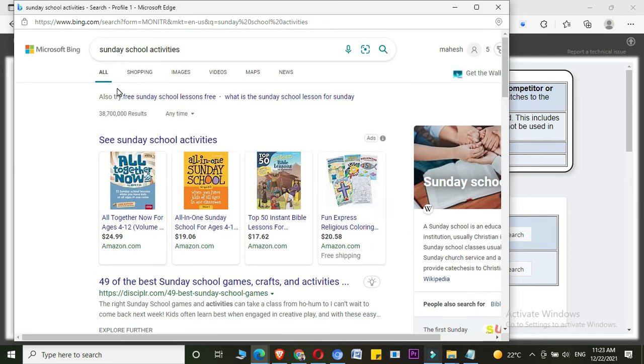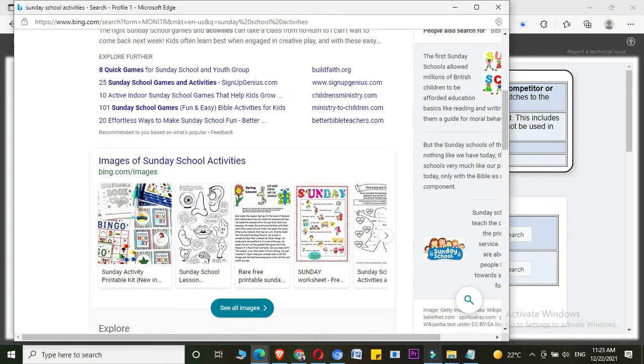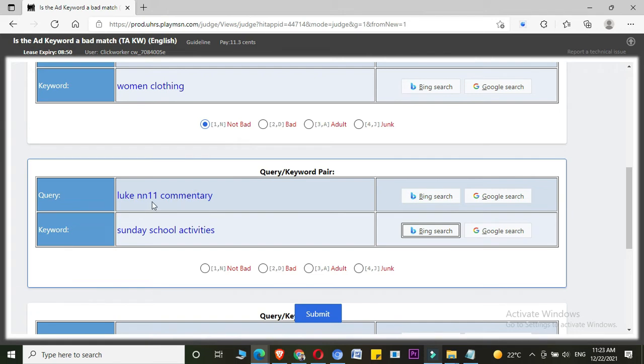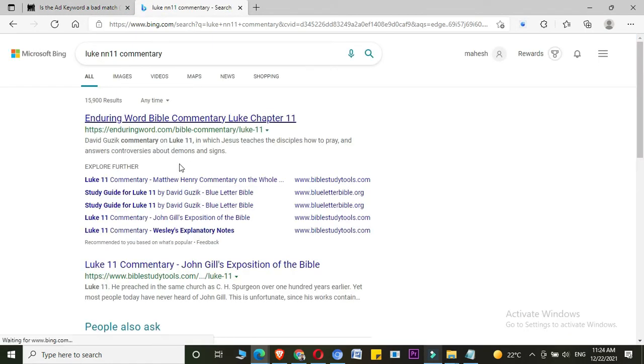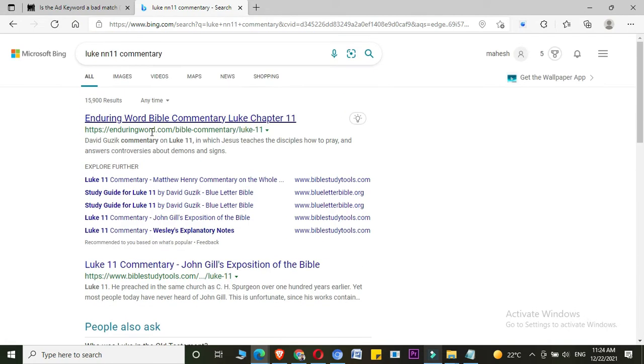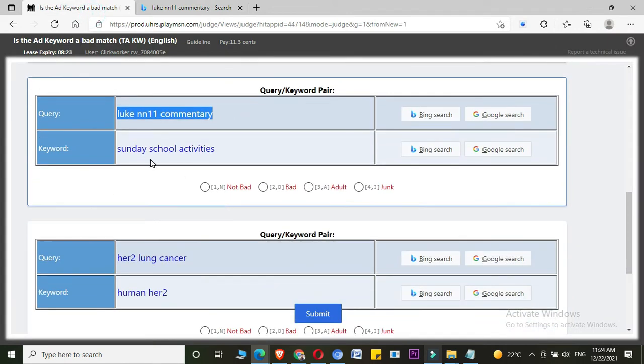Sunday school activities could be any activities which schools can do on Sunday. I guess it will be some ideas of different activities, like school games, crafts, activities. So it was about activities, and where is this? Let's look in Google here. Enduring World's Bible Commentary, how to approach God. It looks like it was related to the Bible, some commentary on God, but the keyword was a schools and activities thing. So definitely this keyword is a bad match for this query, I would say. So I'll choose bad.